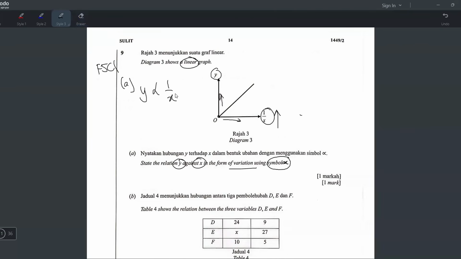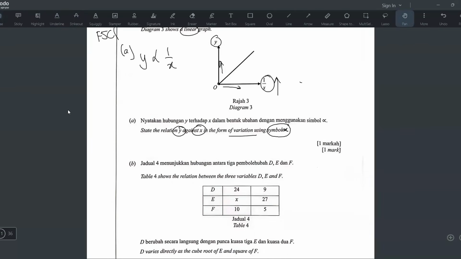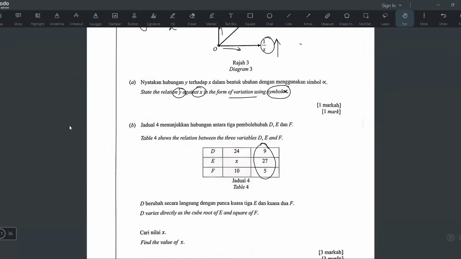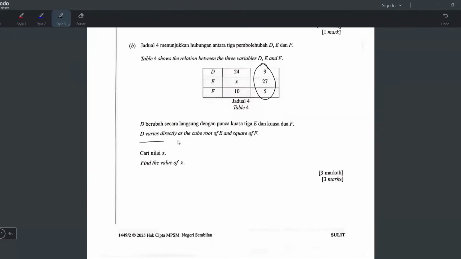Okay, let's continue. B, table 4 shows the relation between the three variables D, E, F. Okay, I can see the D, E, F here is not complete, and the D, E, F here is complete. Okay, yeah, this set dia tak ada x kan. Okay, so now bawah kata apa? D varies directly as the cube root of E and the square of F. Find the value of x.